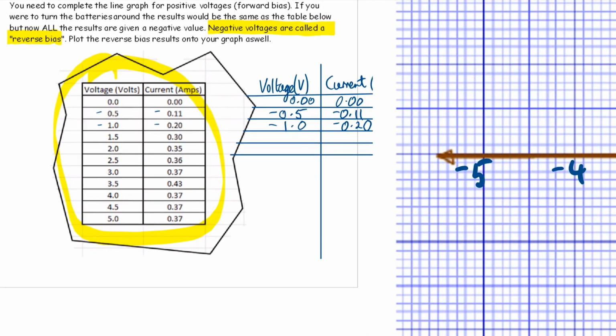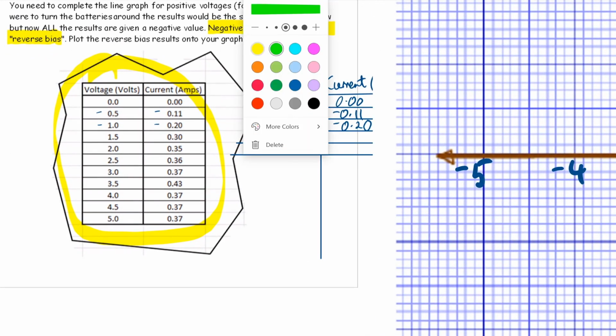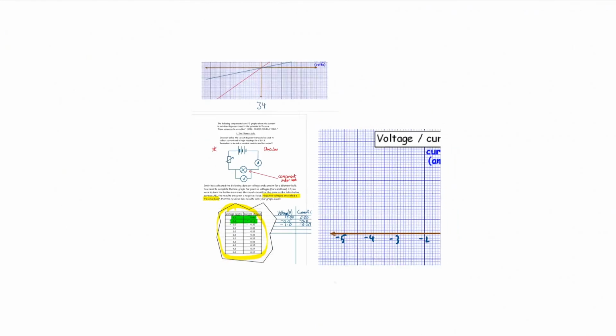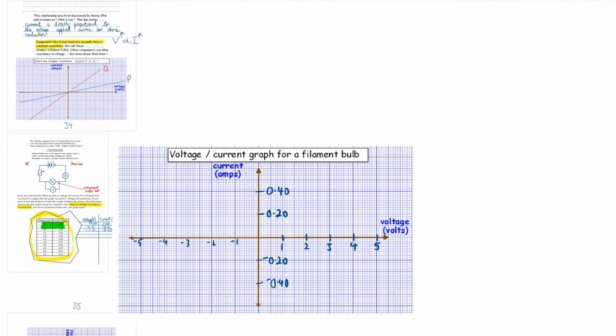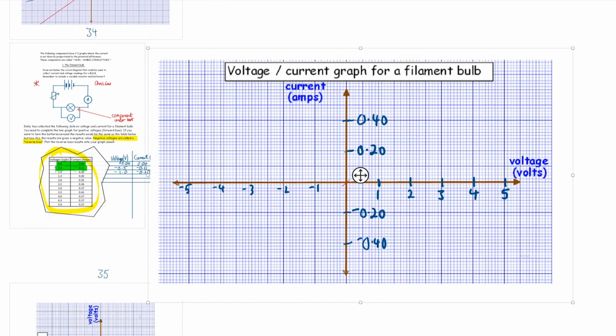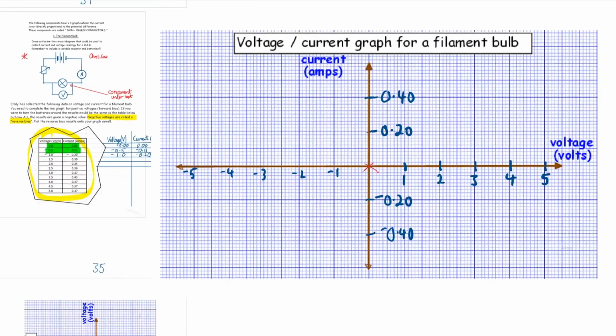So again, what we're doing here, we're taking a pair of data one by one. Obviously there's the first two, so I'll plot those first 2 points. First one's straightforward because it's 0, 0. Plot that at the origin of the graph. It goes there. And next was 0.5 and 0.11.